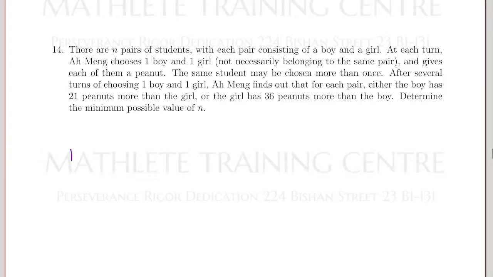Either all boys are the same, and some girls have 21 peanuts less, some girls have 36 peanuts more, or all girls are the same, and some boys have 21 peanuts more, and some boys have 36 peanuts less. This is an either-or situation on the diagram. You cannot have boys and girls both having at least two options.